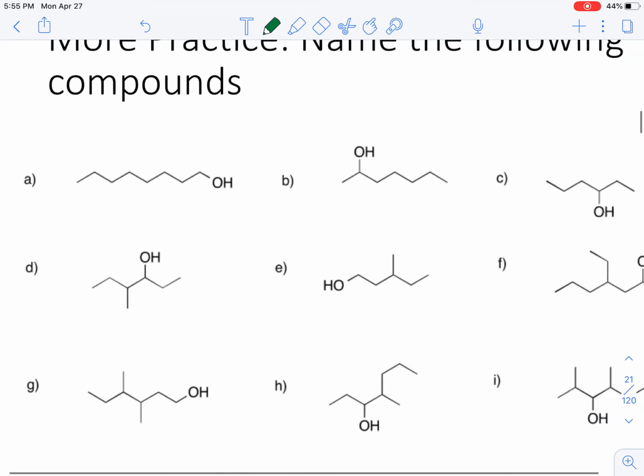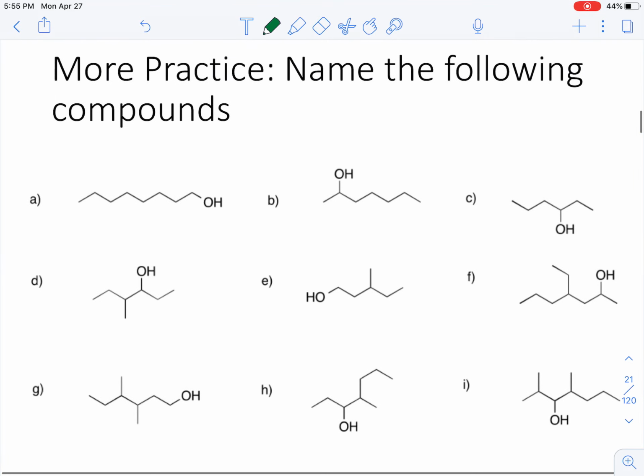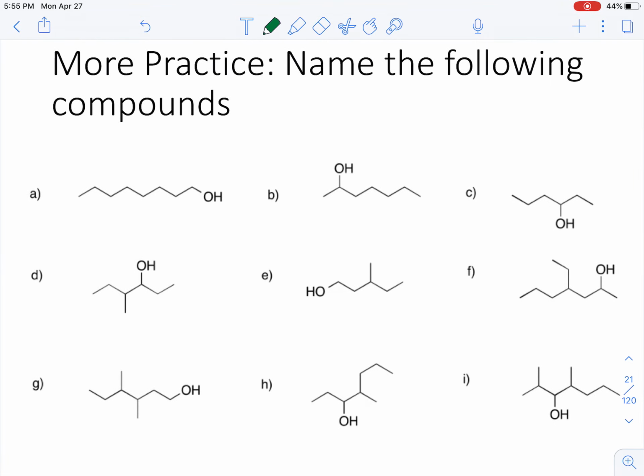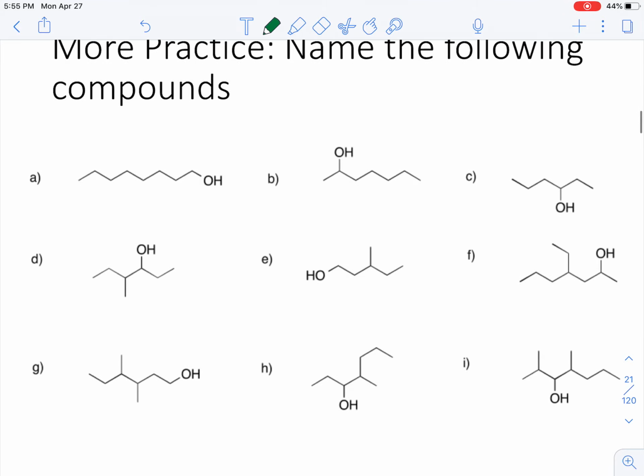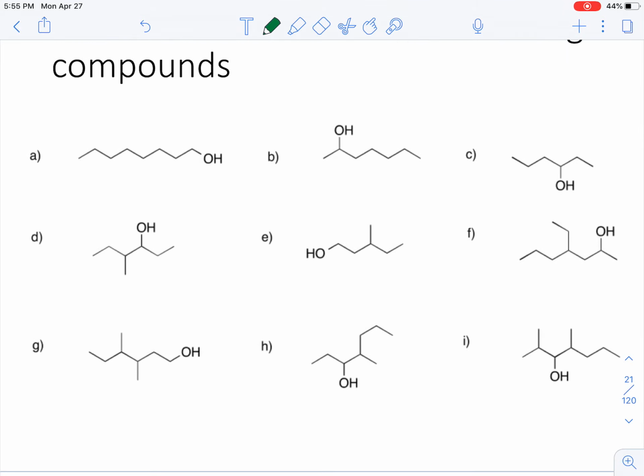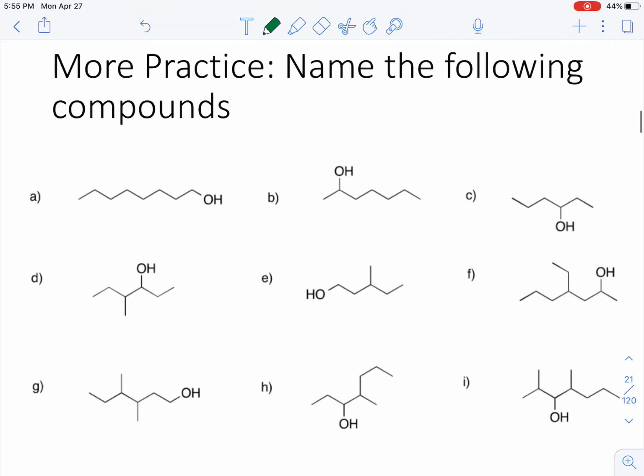So I've listed some more organic compounds for you guys to name. Notice that all of these are single bonds, but go ahead and practice them on your own. I believe I've already provided the answers in my PowerPoint. So if you guys go to this specific slide on my PowerPoint and look at the bottom where it says notes, open the notes or expand the notes by dragging it upwards. You guys should be able to see the answers.